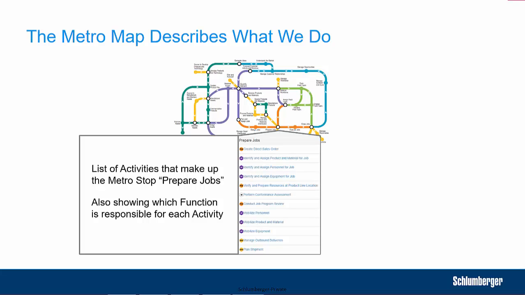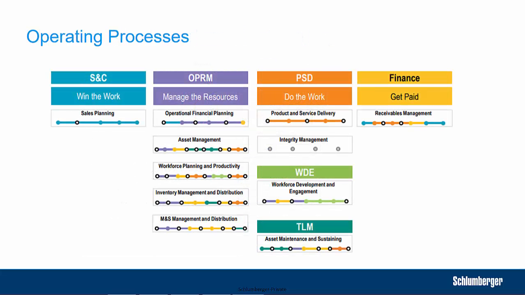The metro stops are arranged and grouped into processes. As shown, the operating processes cover everything from sales planning to receivables management. Each process is assigned to a function called a process owner. The process owner is responsible for ensuring the effectiveness of the process from end to end.